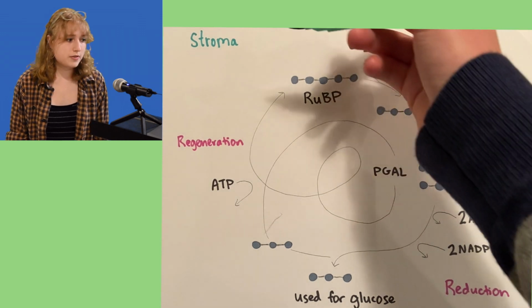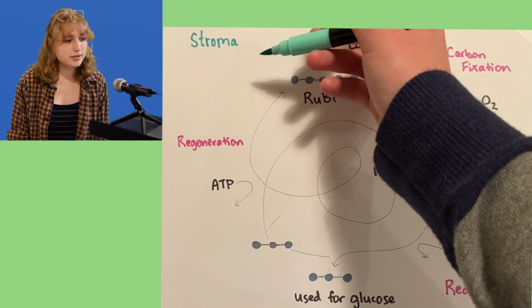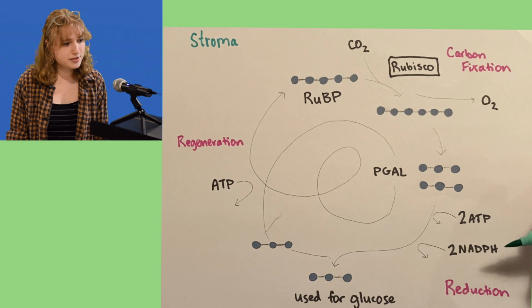So we're in the stroma of the chloroplast, and the ingredients we're going to need are ATP, NADPH, and CO2.